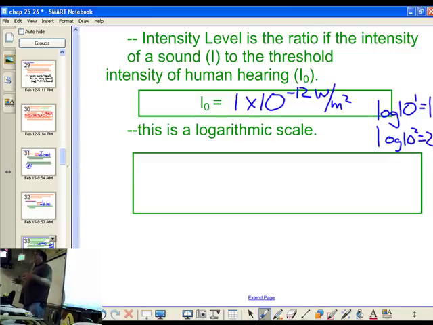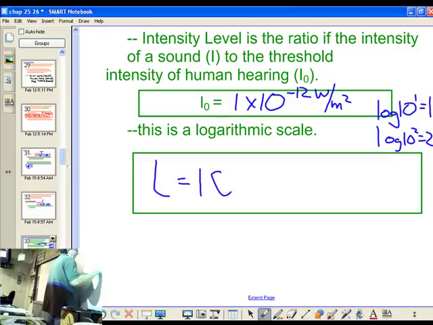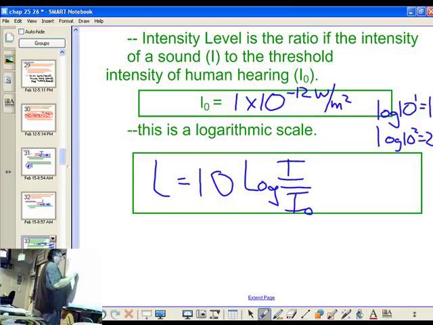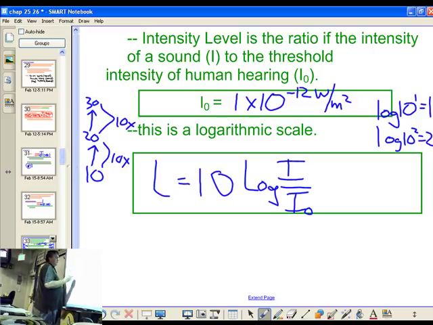But sound is a little different because we multiply it by 10. So L is equal to 10 times the log of I over I sub 0. Which means if I start at 10 decibels and went to 20 decibels, that would be an increase of 10 times. If I went from 10 to 20, that'd be another 10 times. But if I went from, because I multiply by 10, if I go 20 to 30, that would be 10 times 10, or 100 times louder.